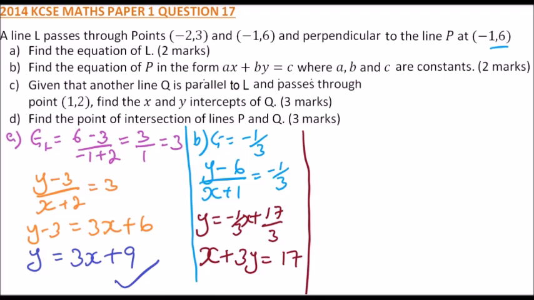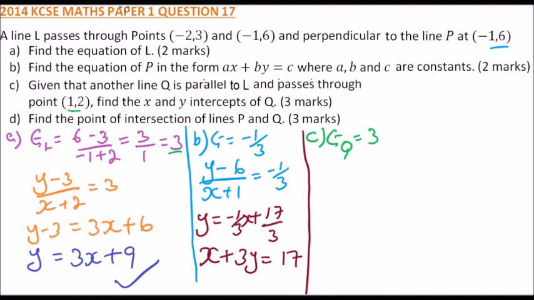Part C, we are told, given that another line Q is parallel to L and passes through 1, 2, find the x and y intercepts. If it is parallel, then the gradient is the same. So the gradient of Q is equal to 3. So we can get the equation. We use this point 1, 2.